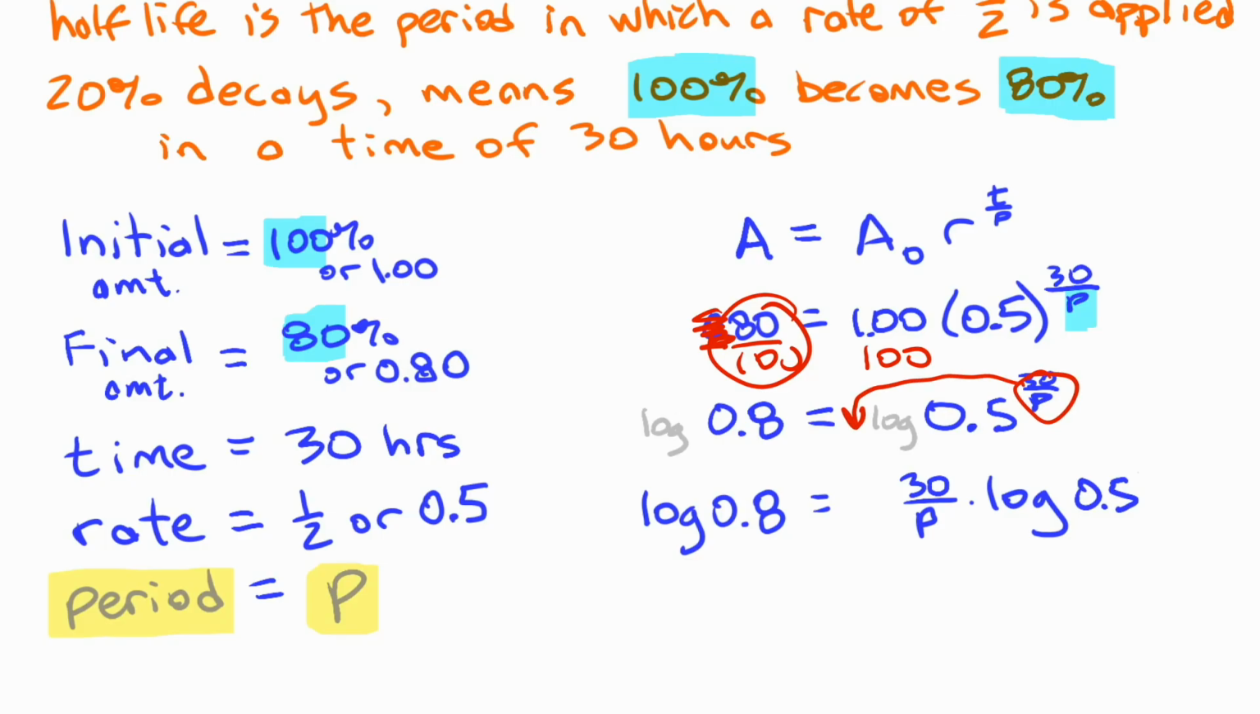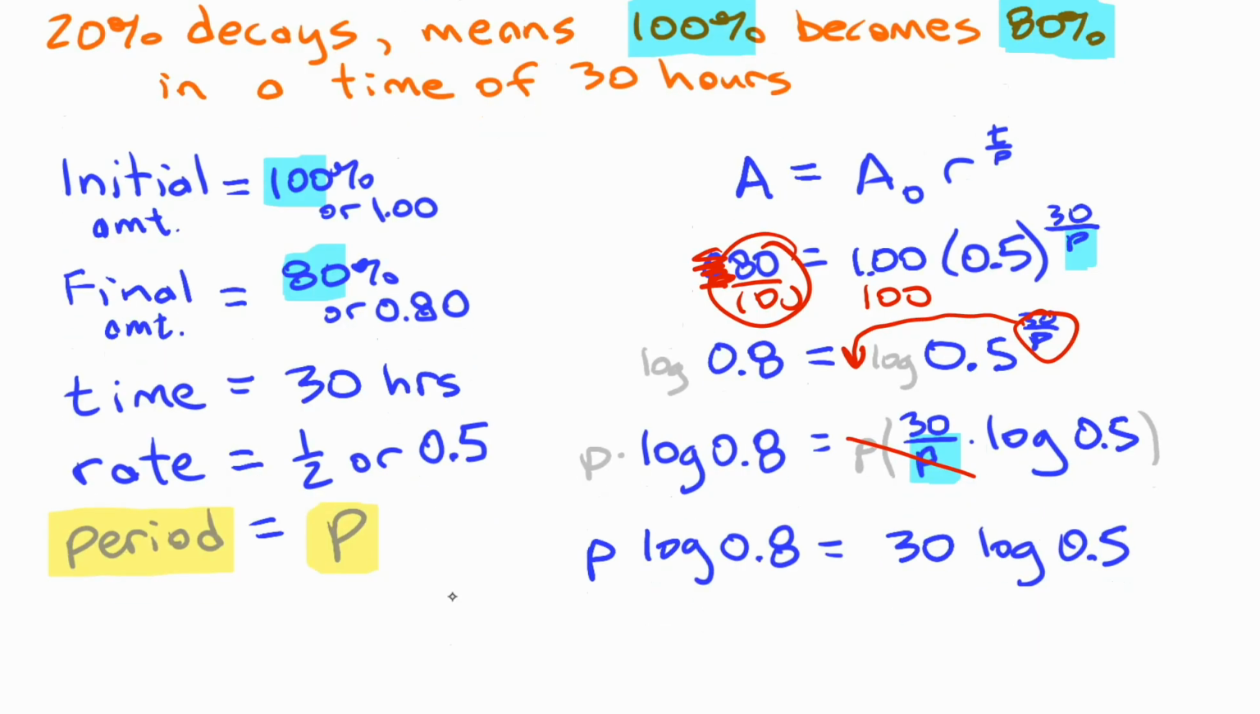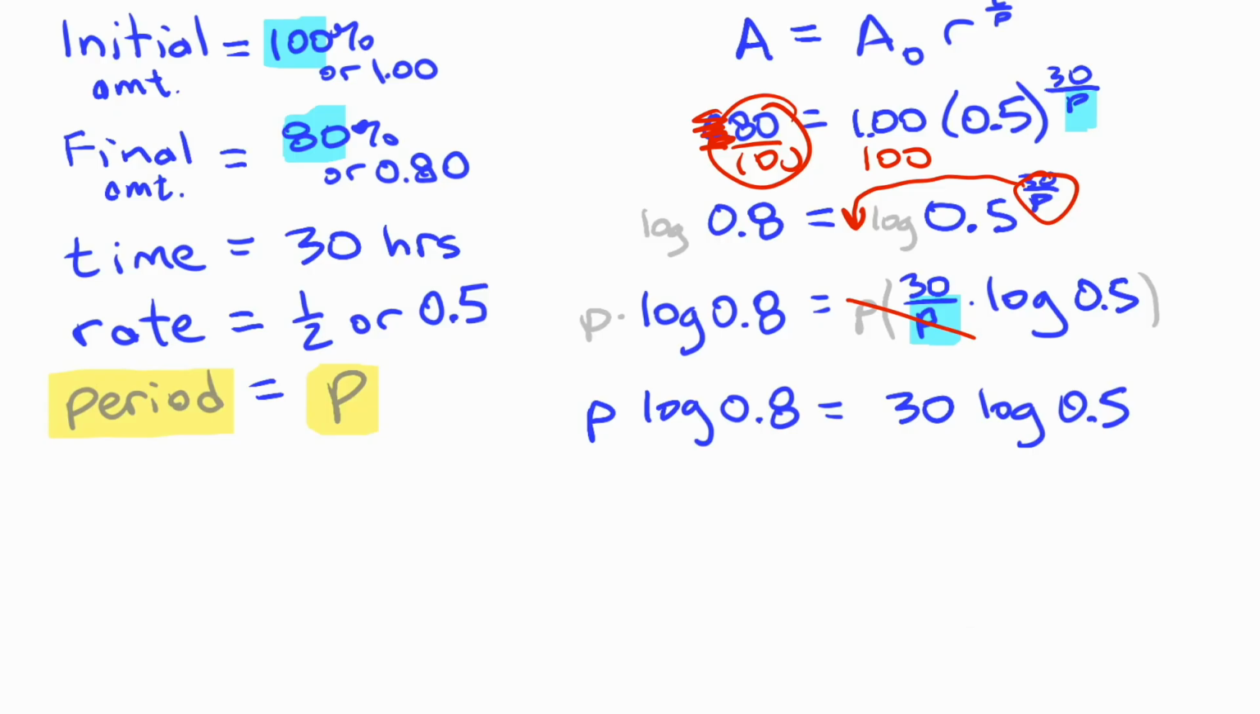And then since we're trying to isolate p, I don't really like it being on the bottom over here. So I'm going to multiply both sides by p, because once we cancel it over there, it's on the top on the other side, which is going to be easier to work with. That leaves us with something that looks like that. And then all I have to do is divide both sides by log of 0.8, because then this cancels out.